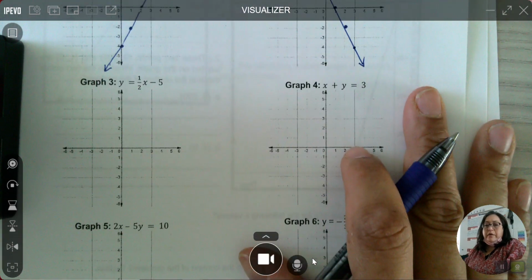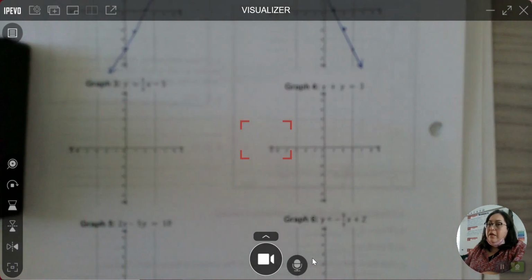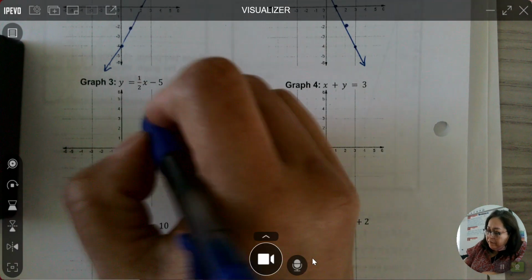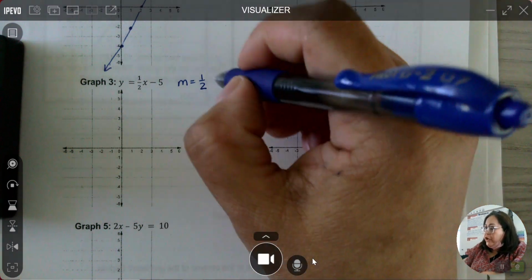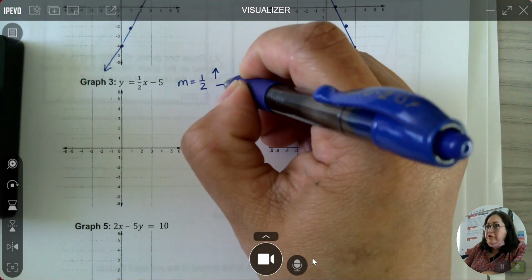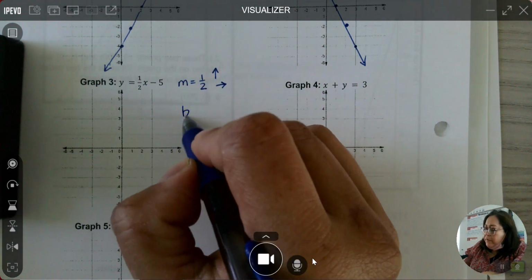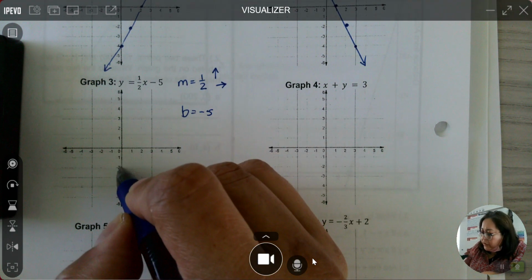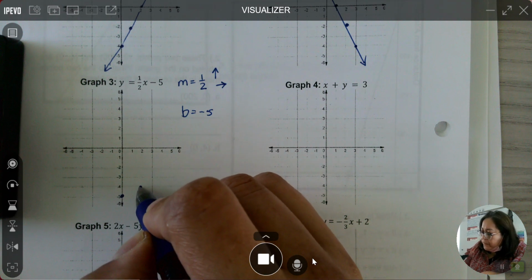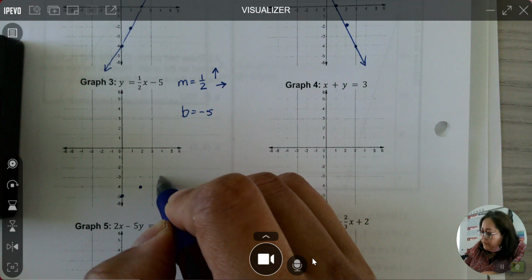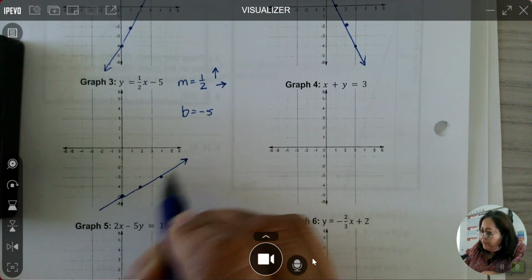All right, let me do one more. When you look at this one, what's the slope? All right, it's +1/2. That means you're going to go up 1 and you're going to run 2. With y-intercept being -5, 1, 2, 3, 4, -5 right here. We're going to go up 1, run 2, up 1, run 2. There we go. Okay. All right.